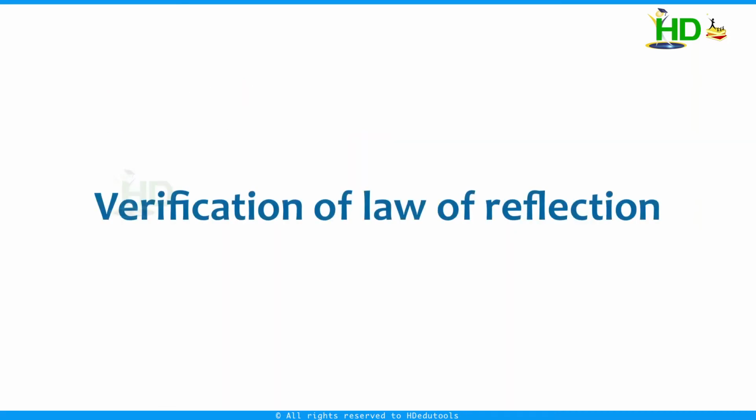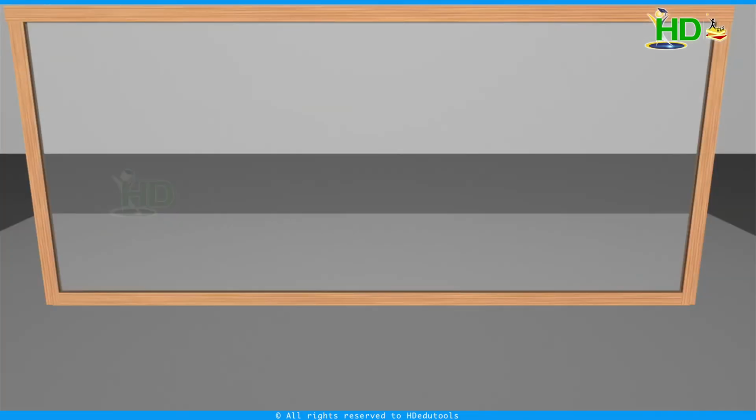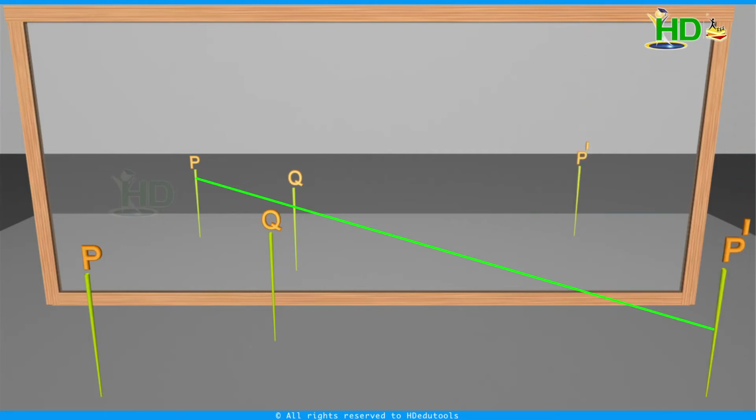We take this small experiment to verify the laws of reflection. On a drawing board, place a mirror. Place two pins P and Q in front of the mirror as we are seeing in the figure. The images of these two pins will form inside the mirror. By observing these two images from this direction, you arrange pins P prime and Q prime so that all these four pins are in the same line.